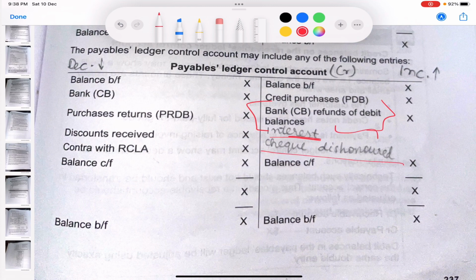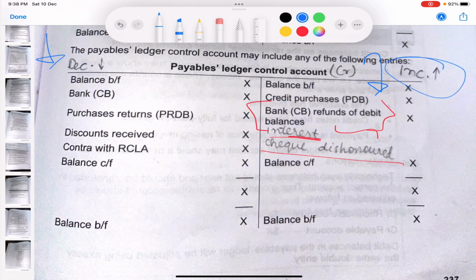Check dishonored. The same way we have discussed in the previous question. This time, when I have paid my payables, when I have paid my creditors, and when I have given my check to them and it gets dishonored, that means my payables will get increased again, right? So these are the things which will be coming in the credit side because it will increase my payables ledger control account.